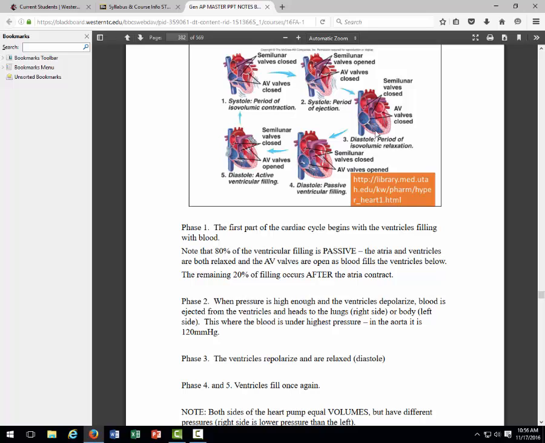Correct. And the semilunar valves at the base of the aorta and the pulmonary artery are the dup. So we had that brief period where everything is closed again and the heart is relaxed. It's called isovolumic because there's no blood entering or leaving the ventricles during that time. And then the process starts again. We have passive ventricular filling, active ventricular filling when the atria contract, and then it starts all over again.